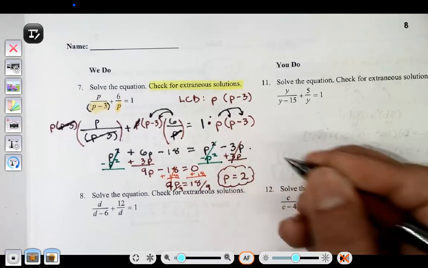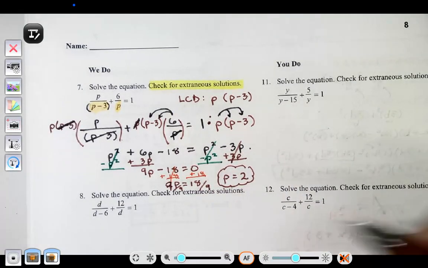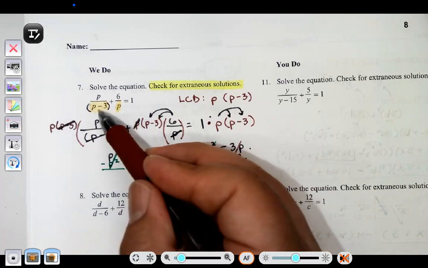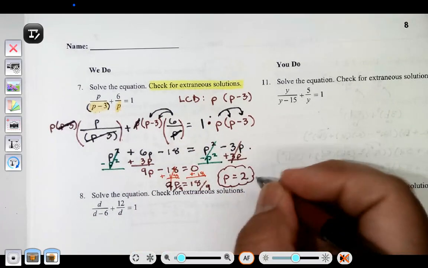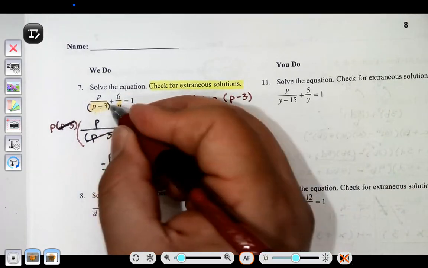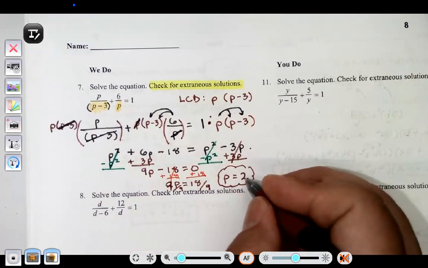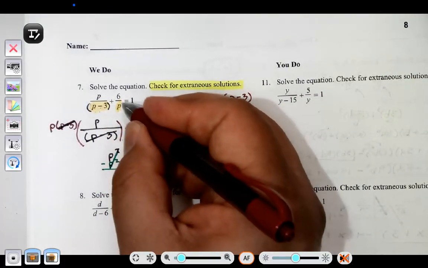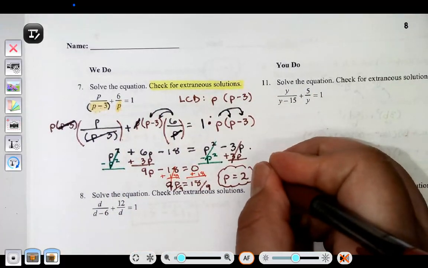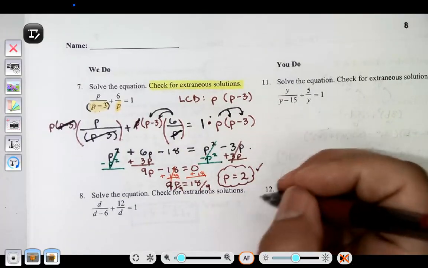But they did say check for extraneous solutions. Remember, the only thing in math you can't divide by is 0. So when I plug in a 2, 2 minus 3 is not a 0. Plug in a 2 into this one, well, that's not a 0. Then we should be okay. This is our result.